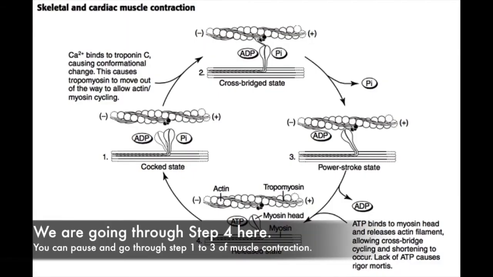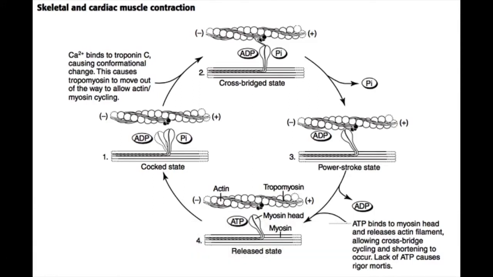In order to recock the myosin head or to get it ready for another contraction, it's going to require another ATP molecule. So now this ATP can bind to the myosin head, and at this point the myosin head is releasing the actin filament. So now we just got myosin alone again. And with the ATP being hydrolyzed, the myosin can get back into that cocked state where it's binding an ADP and an inorganic phosphate.